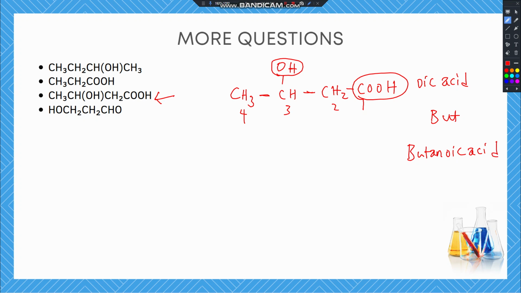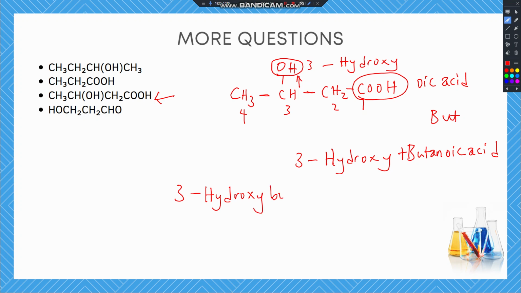So let's identify the prefix. On carbon number 3, we have hydroxy because this alcohol functional group is treated as a branch now. So we have 3-hydroxy plus butanoic acid. Altogether we have 3-hydroxybutanoic acid. I'm sure you're enjoying every bit of all these questions that are being solved on screen today.